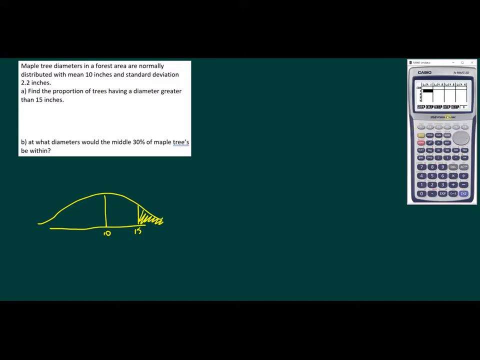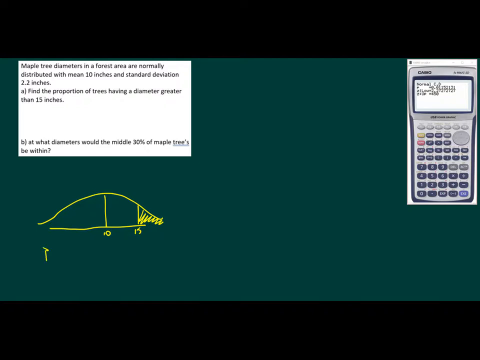Here it is, we go to stat screen, distributions, normal distribution, NCD, because we're doing cumulative distribution, and we're wanting more than 15. So our lower amount would be 15, of course. Our upper amount, just put a ridiculous amount of 1,000. Our standard deviation is 2.2 and our mean is 10. Press execute and we end up with our probability there is 0.0115.